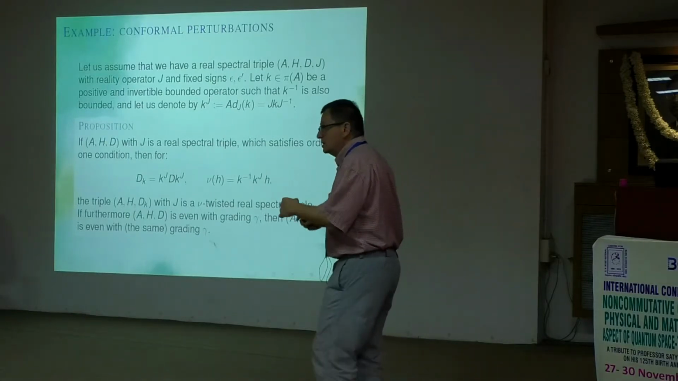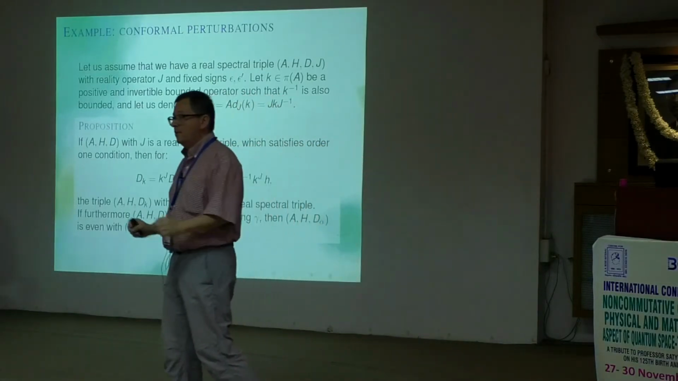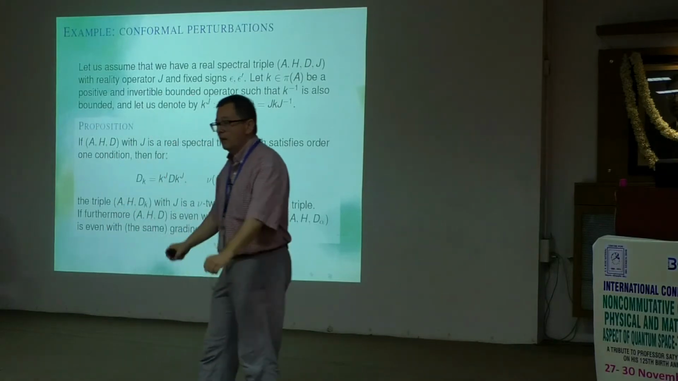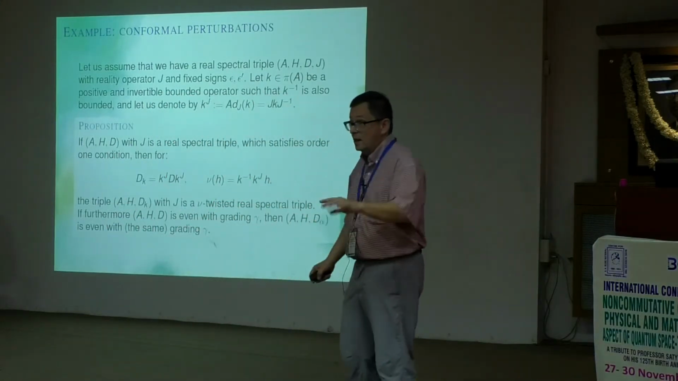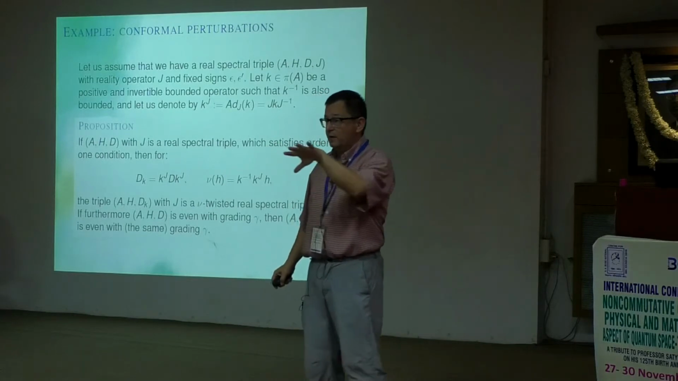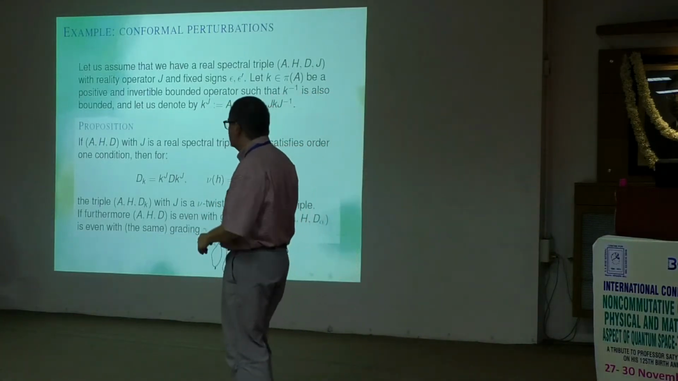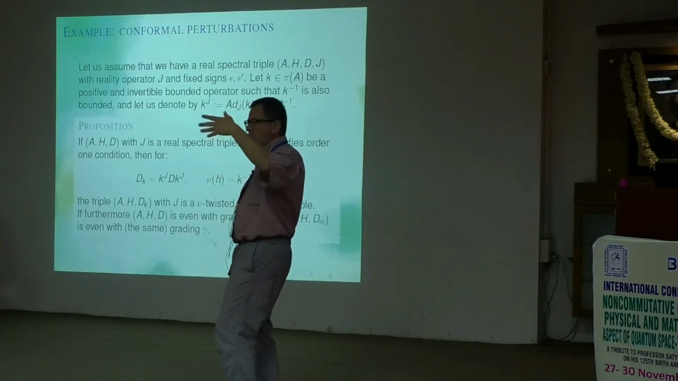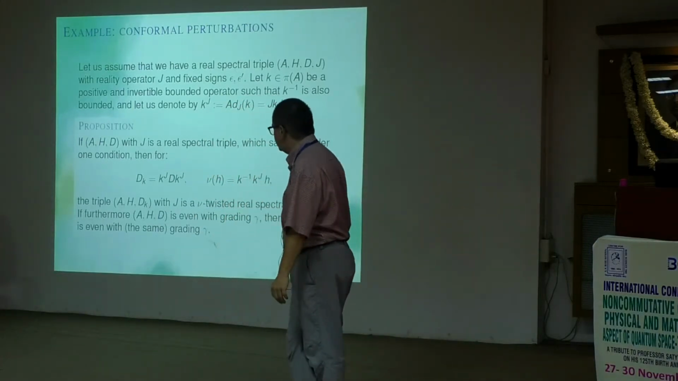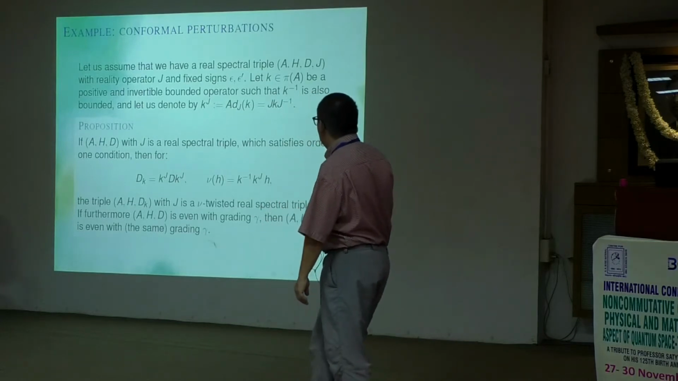Now the question is a single example where it works. A single example where it works is just this conformal deformation. In a paper, and I will give the references at the very end, we have two examples now. There are more examples. The second example is from the q-deformed world. But this is the example of conformal perturbation.